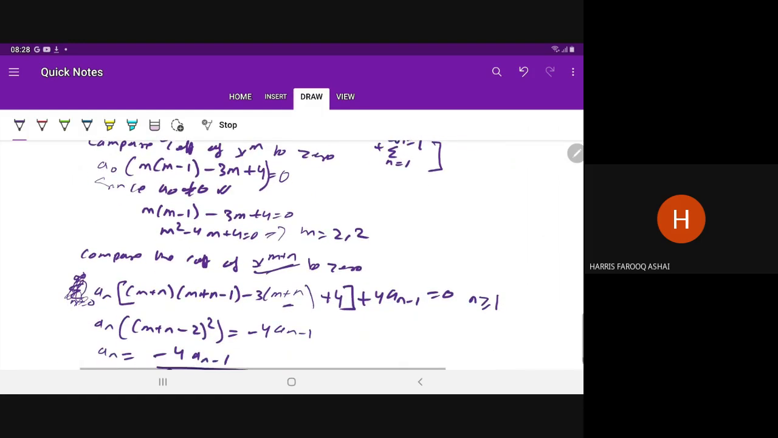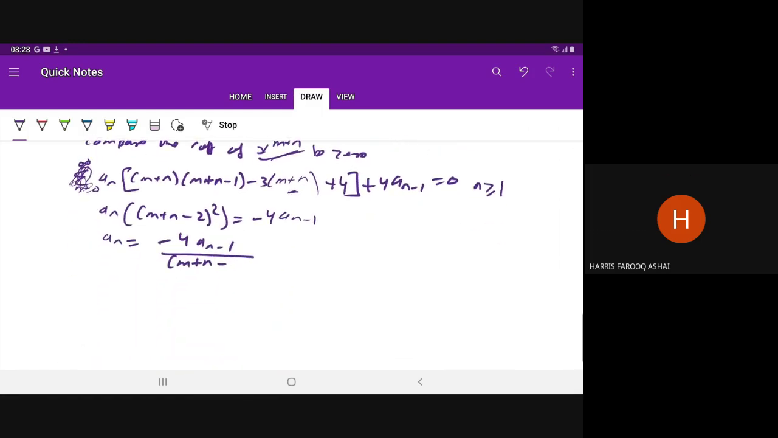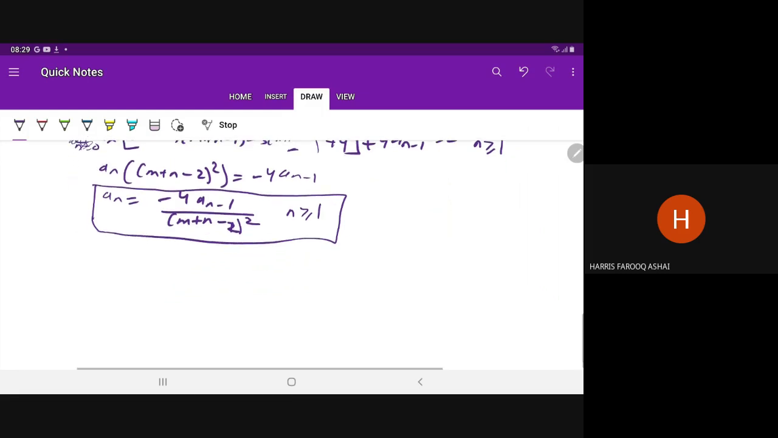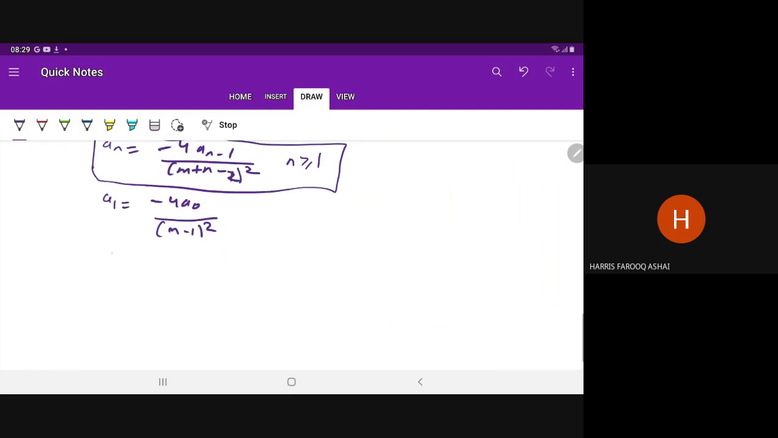Yes, sir. So here we have a_n is equal to minus 4 a_(n minus 1) upon (m plus n minus 2) whole square for n greater than or equal to 1. So this is the recurrence relation. When we have this recurrence relation, what will be a1? A1 will be minus 4 a naught upon, for n is equal to 1, (m minus 1) whole square.